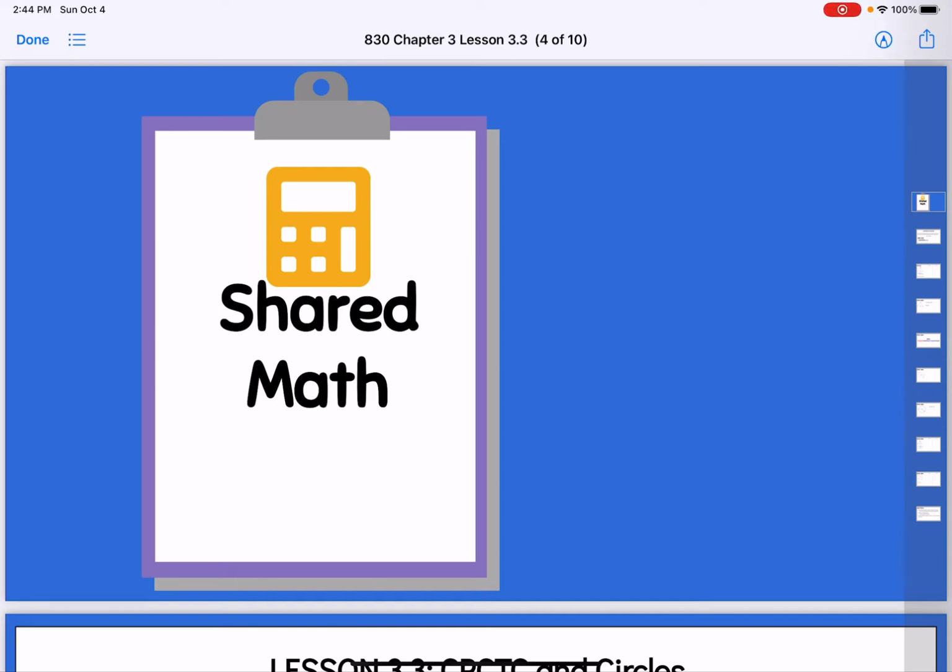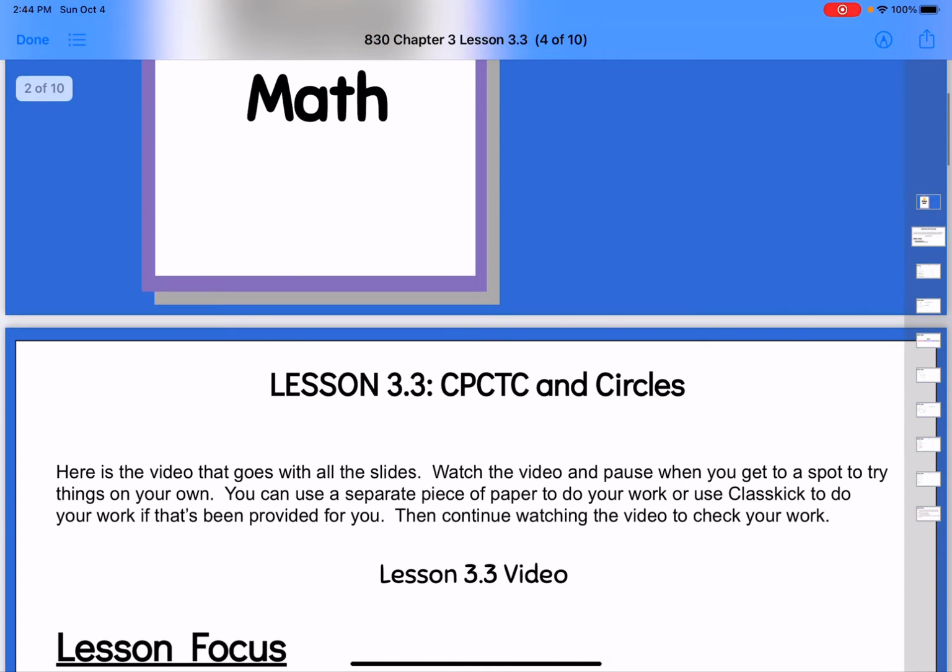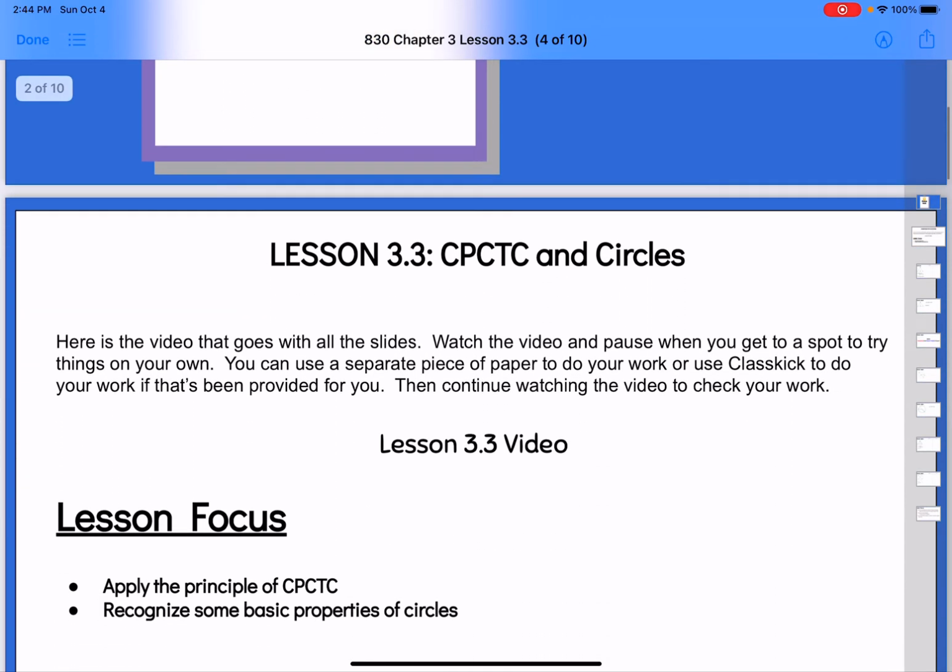Okay, so in the last lesson in chapter 3, we learned how to prove triangles are congruent. So today in the next lesson, 3.3, we're going to take that a step beyond and learn this thing called CPCTC. And this is something that you are going to use so much for the rest of your geometry career. So this lesson is huge.